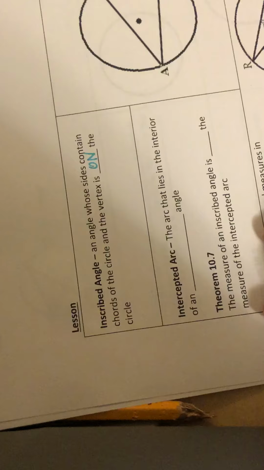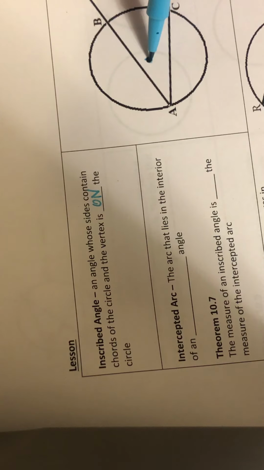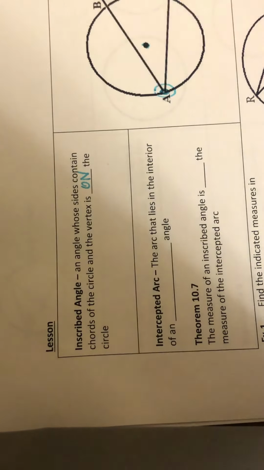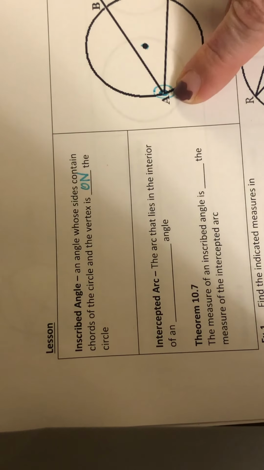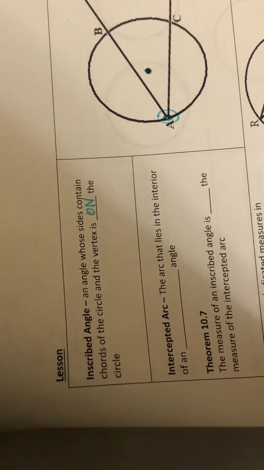So the last one that we actually talked about together, the vertex of all of our angles were here at the center. Now these are on the circle. So if you look at the vertex of that angle, it's on the circle, and then it has the two chords that go through the circle.